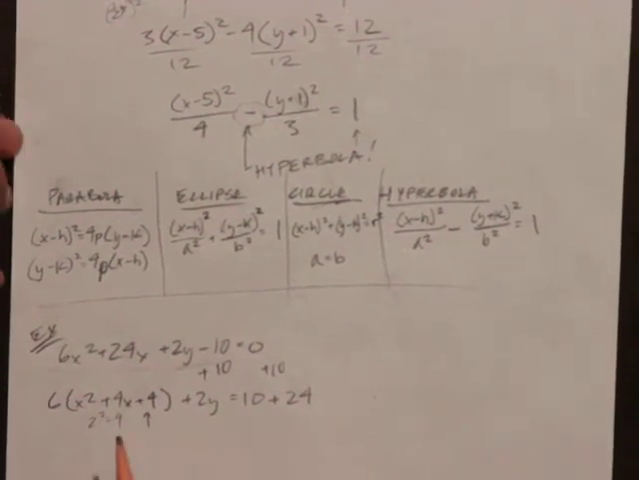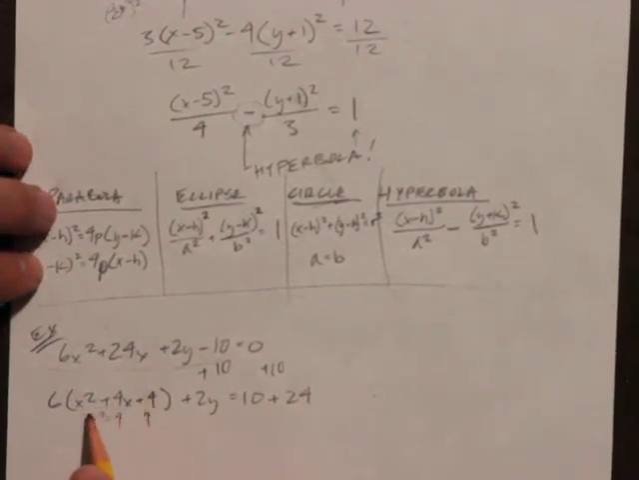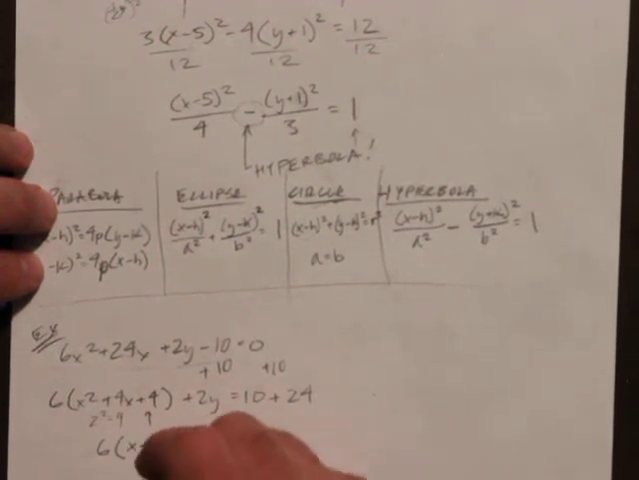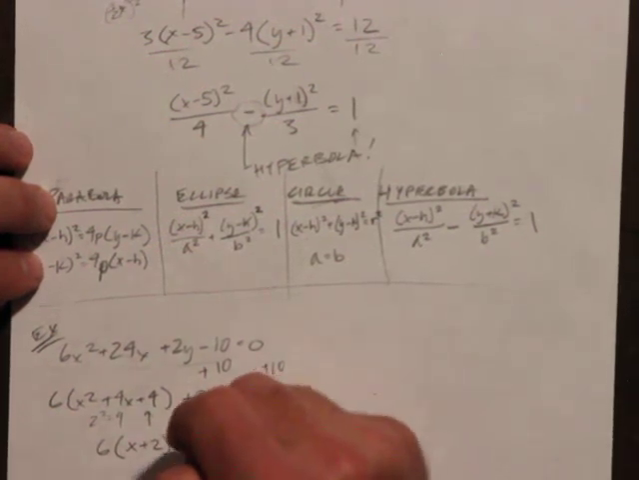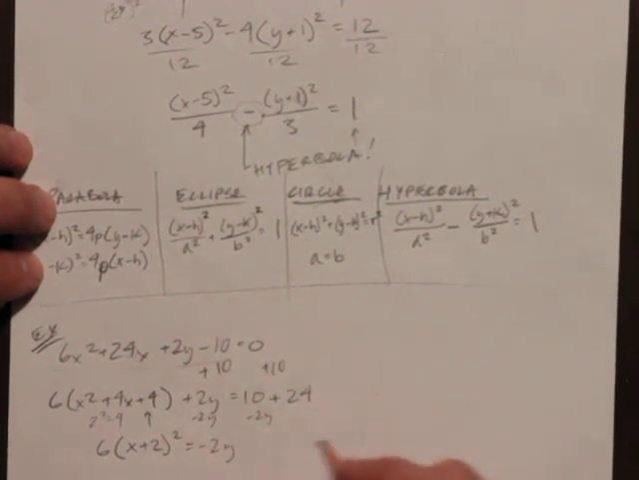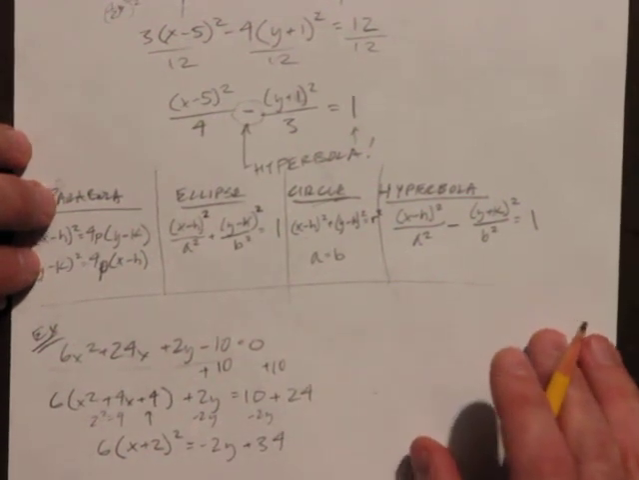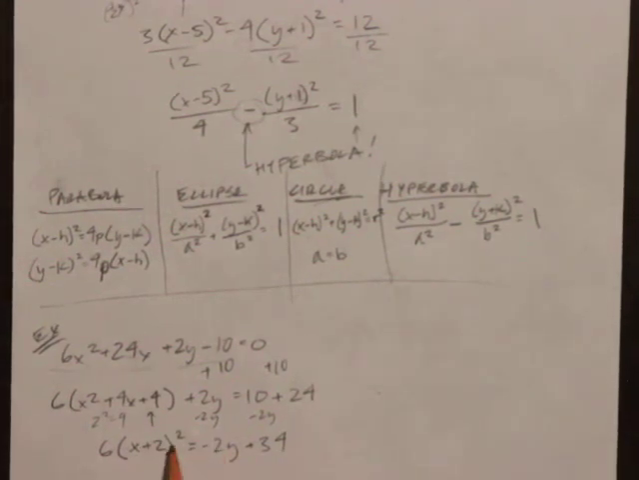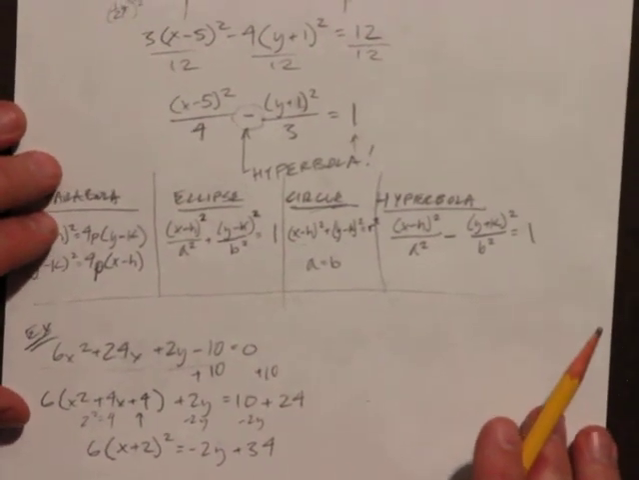Now, I'm going to rewrite this as a binomial. So 6 times (x plus 2) squared. Let's subtract the 2y from each side. Equals negative 2y plus 10 plus 24, which is 34. Okay, so now I'm getting pretty close. If I had two of these squared, if I had x squared and y squared, I would keep them both here on the left. But since I have a y that's not squared, I'm going to put the y on the right because I know I have a parabola here.